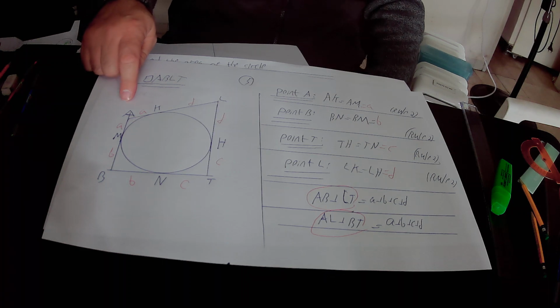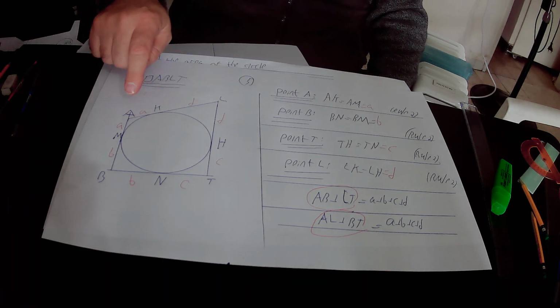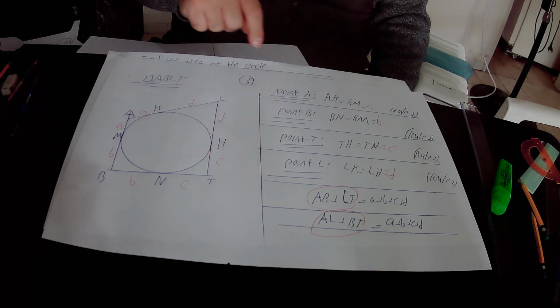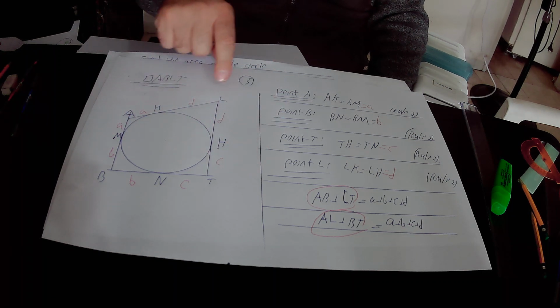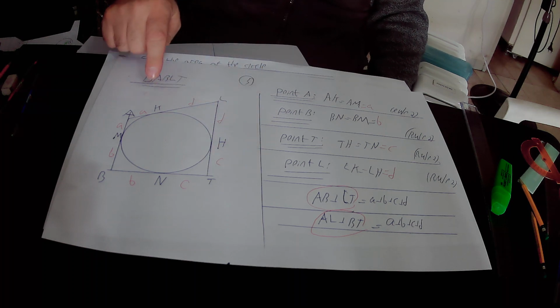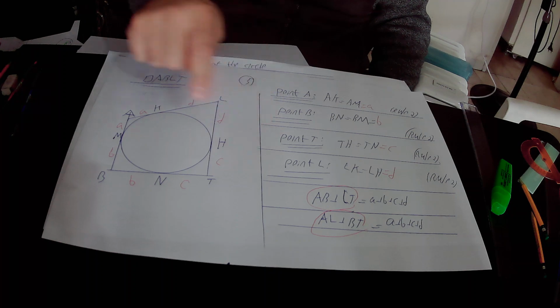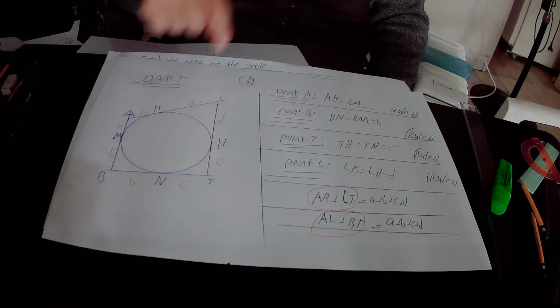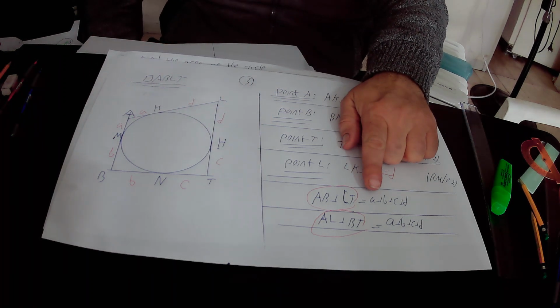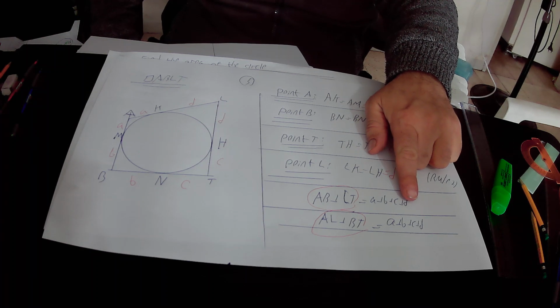Likewise, we add side AL to the opposite side, side BT. What is the value of AL plus BT? From the drawing, it is easy to see that AL plus BT in total equals A plus B plus C plus D. Again, AL plus BT equals A plus B plus C plus D.